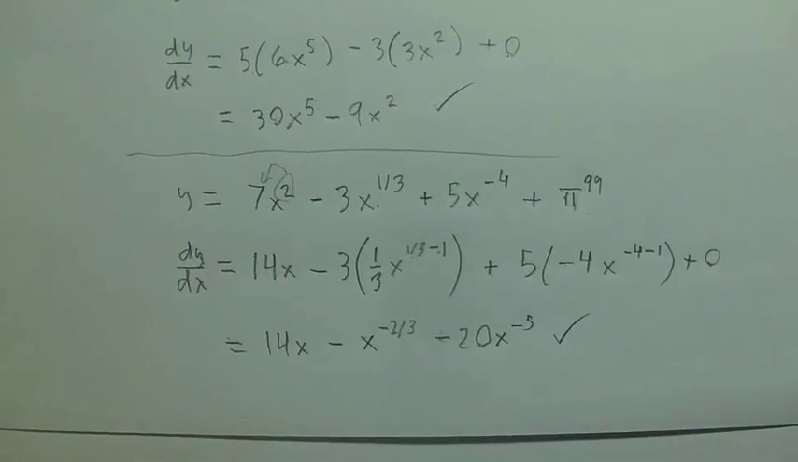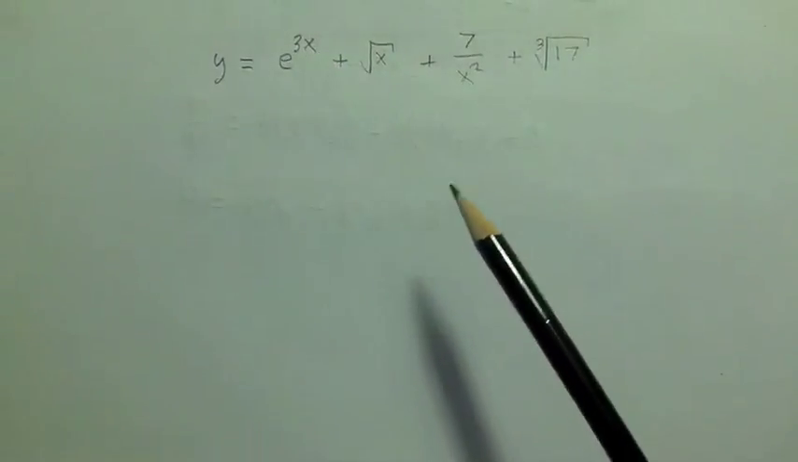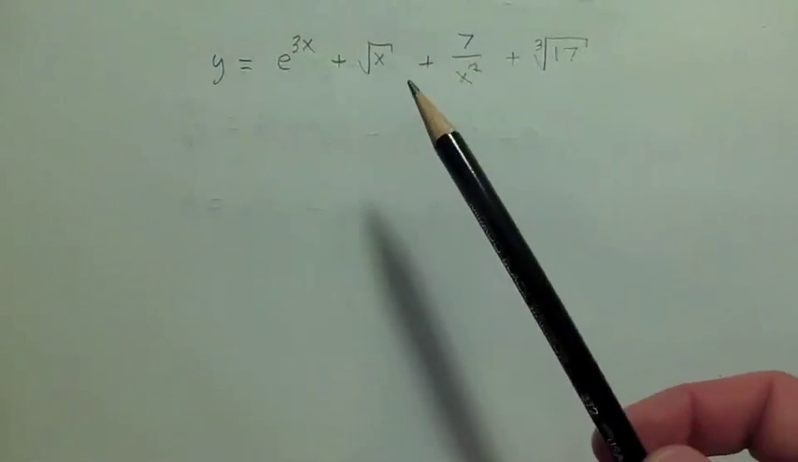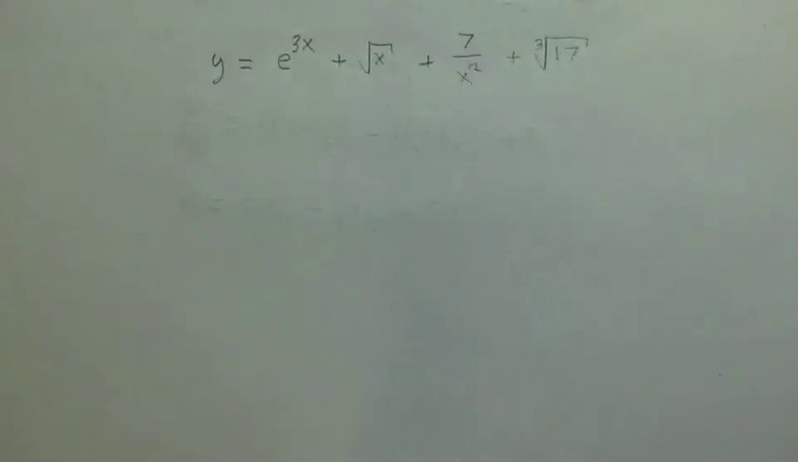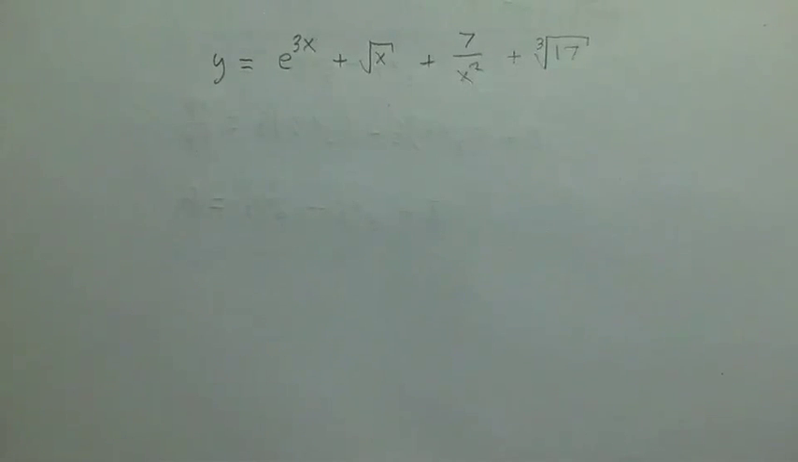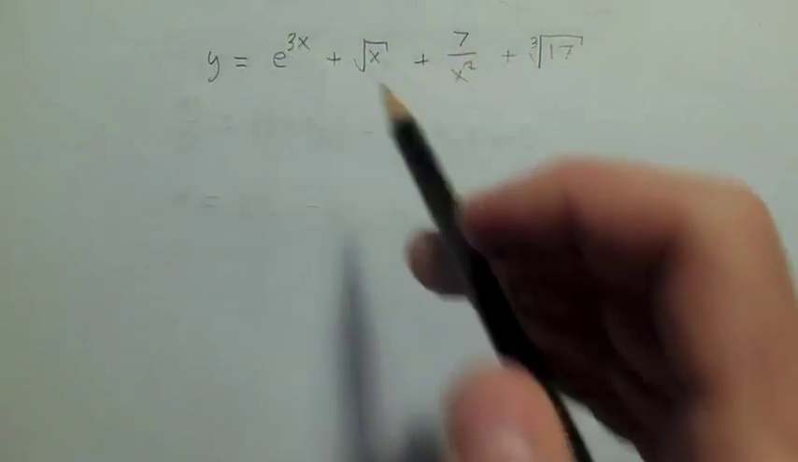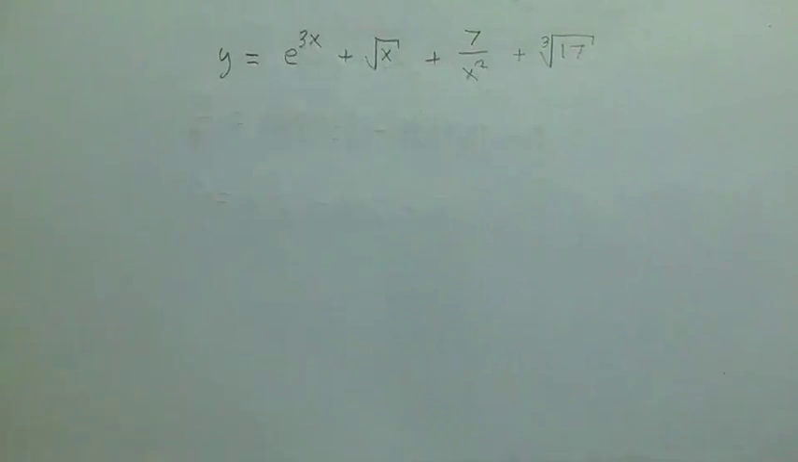All right, let's look at another example. Next example, it's going to be e to the 3x plus the square root of x plus 7 over x squared plus the cubed root of 17. Now, e to the 3x, that one's a pretty simple one to do. Its derivative is just going to be itself times that constant there, 3. But these others, at the moment, they don't look like they fall into the pattern that we know, right?